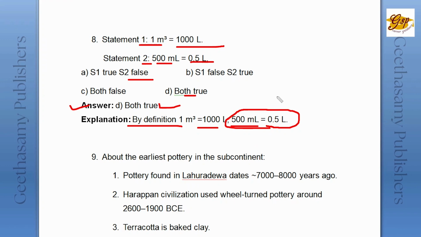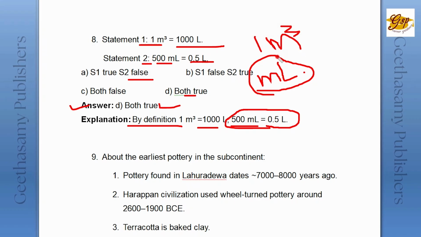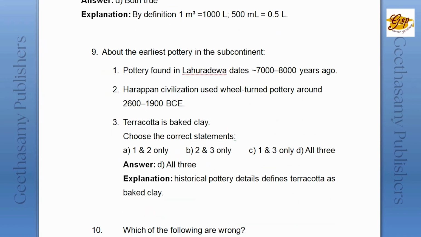You have to see this: small m and capital L means it is milliliter. And here, 1 meter cube is like 1000 liter. So no confusion. Fine. Then the ninth question.